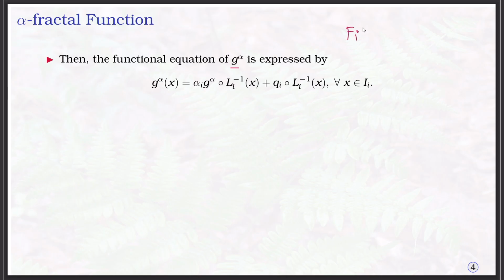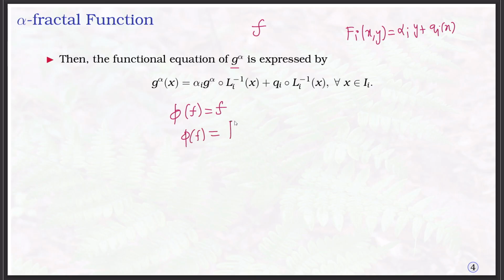Then the functional equation of g alpha is expressed like this, because if we are taking fi of x comma y in the form of alpha i times y plus qi of x, and if you want to say that f is a fractal interpolation function, as we discussed, f must satisfy the fixed point equation like this one. Then what is this operator phi of f? The phi of f is the function f of Li inverse of x, comma f composition Li inverse of x.